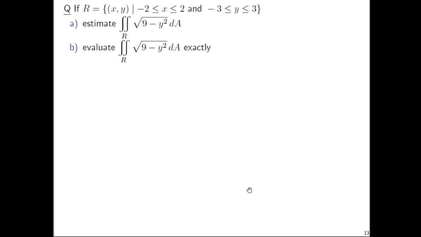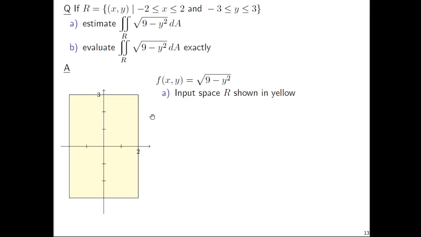Okay, let's take a look at R being the set of all ordered pairs (x, y) satisfying the properties x is between -2 and 2, and y is between -3 and 3. Then let's look at two parts here. For part A, we are going to estimate the integral of the function root 9 minus y squared, and then we will find the value of the integral exactly.